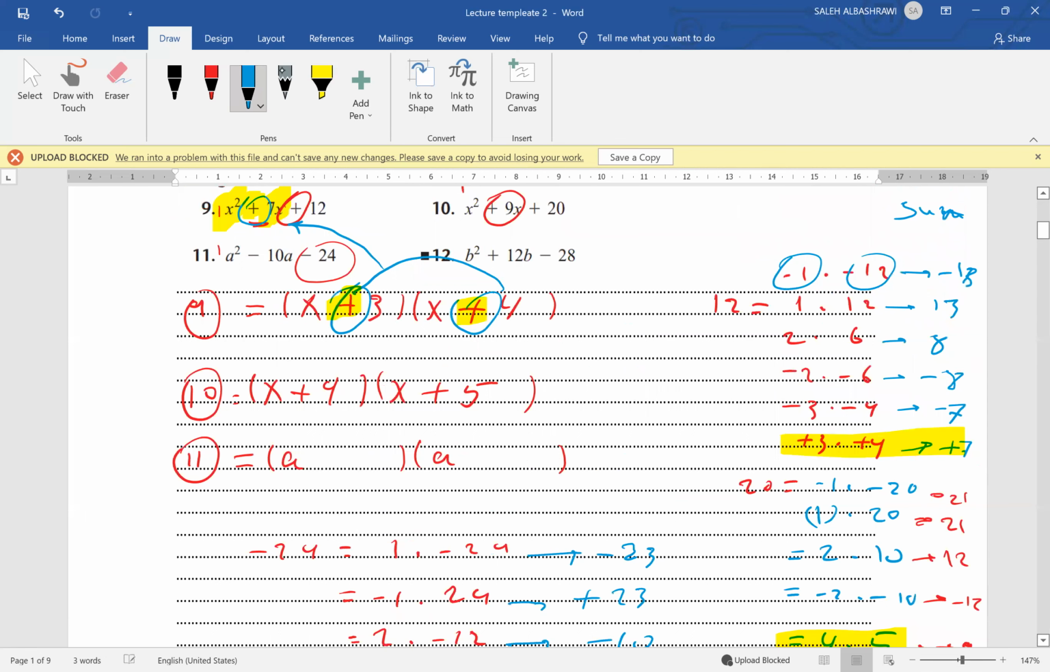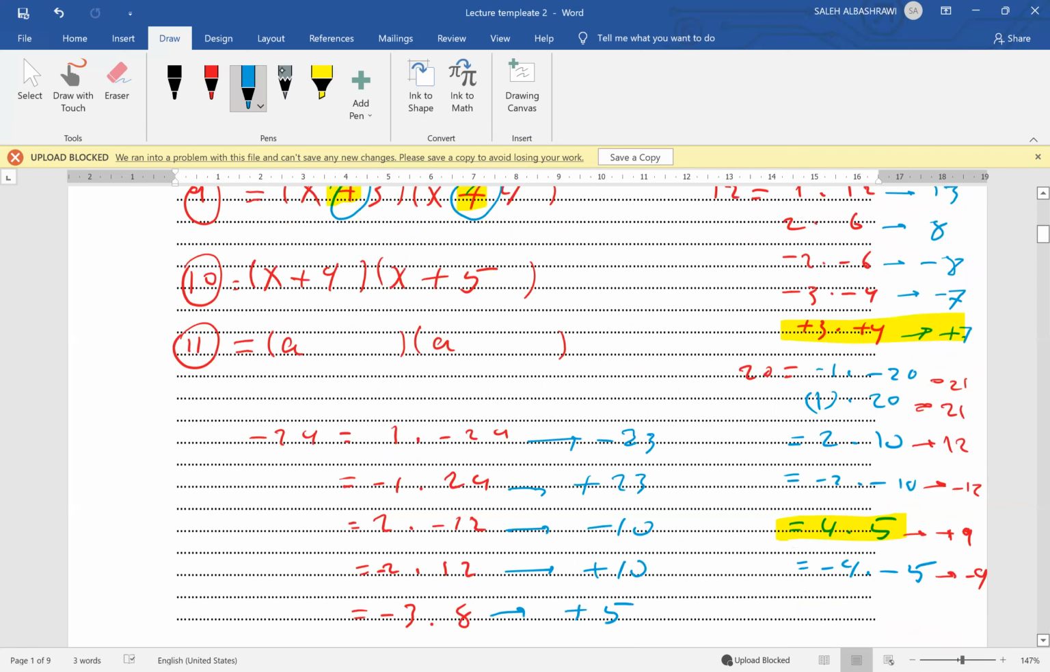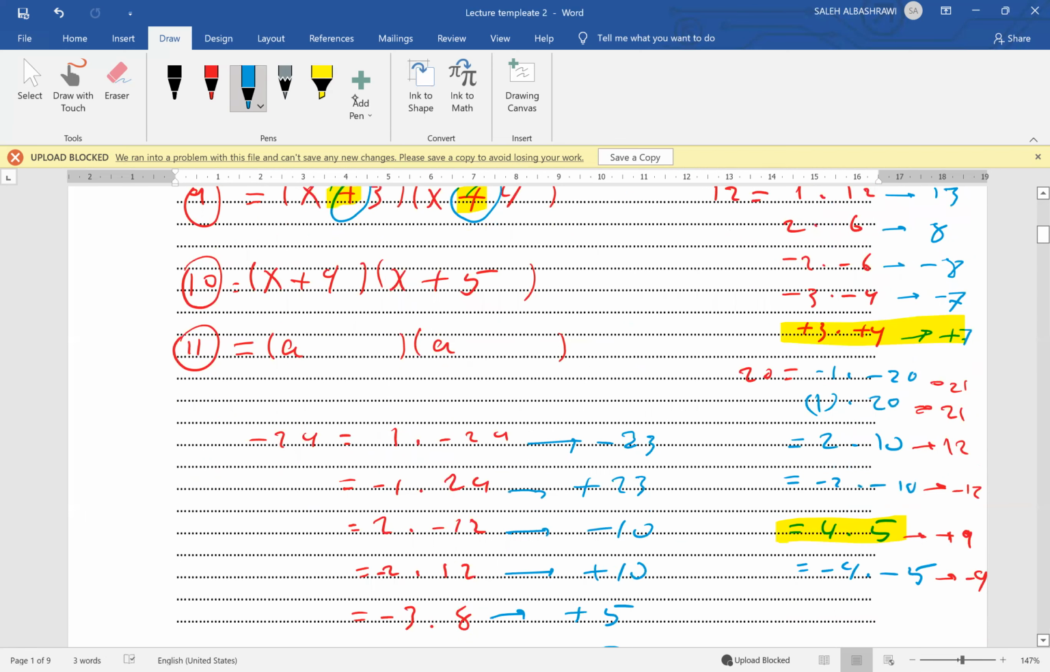And we have b equal to minus 10. So I'm going to choose the one that will give me minus 10, which is this one. So the two constants for the binomial will be plus 2 and minus 12. We go for the next example.